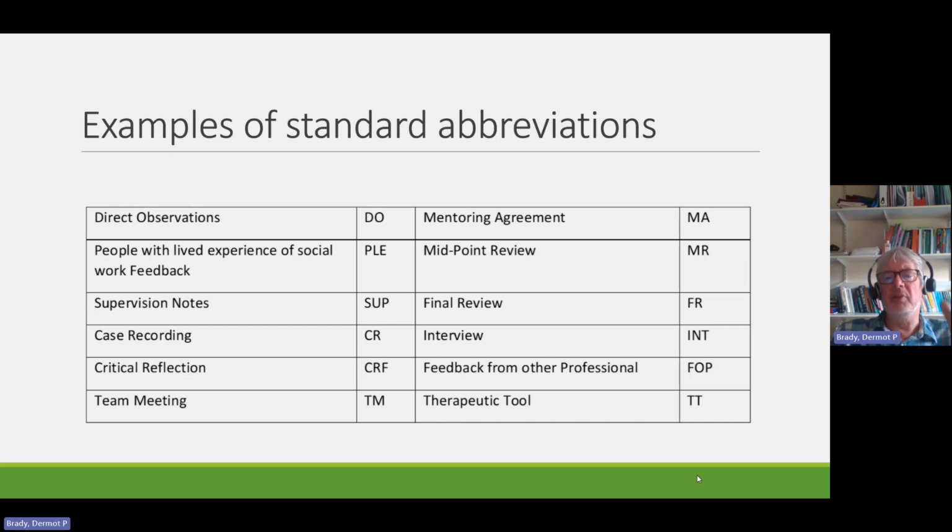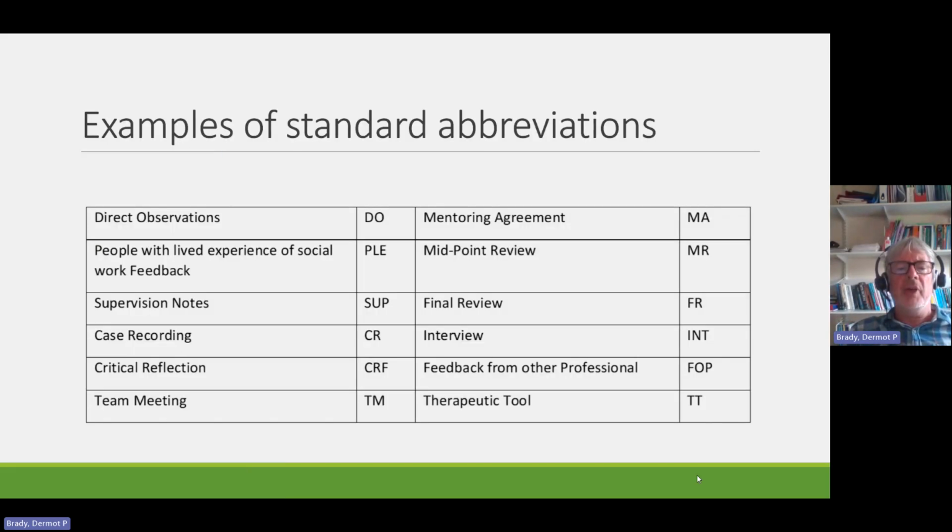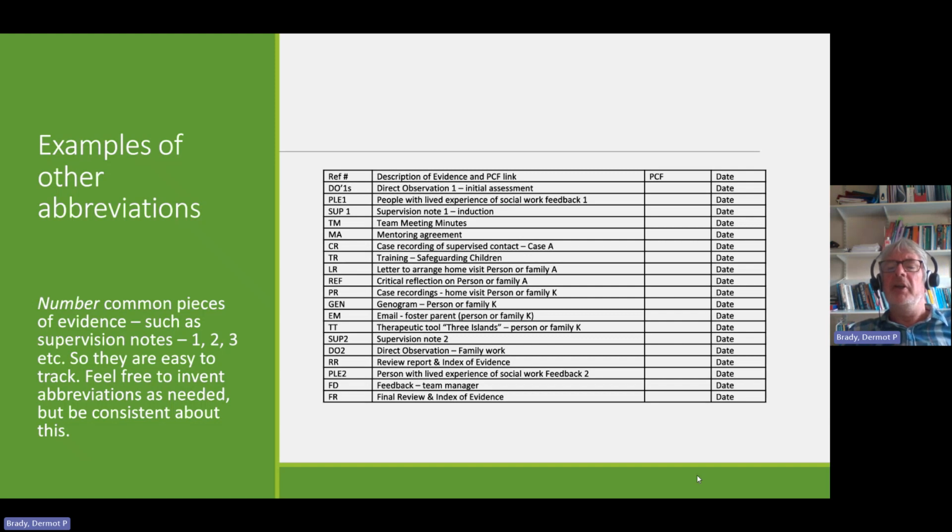I'm not hugely bothered if people even wanted to change these, but there should be some sort of little column with abbreviations down the side. There's a whole range of other things here that people have used at various different times, but number them. So if we had, for example, supervision notes, SUP, like supervision 1, 2, 3, etc., it makes it much easier to track what's happening. Similarly, here, genogram 1, 2, 3, for example, whatever it happens to be.